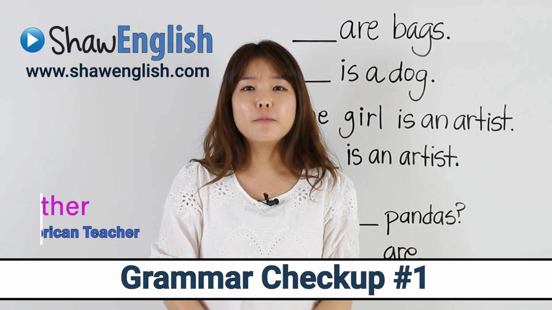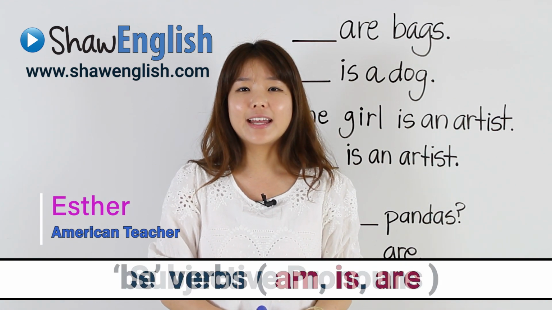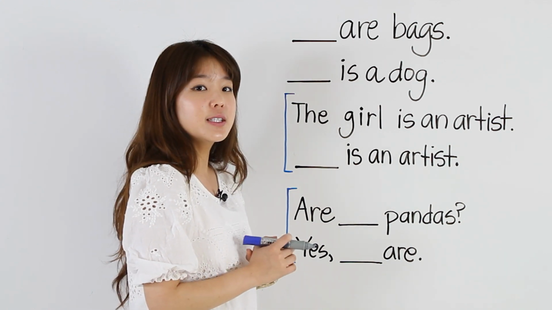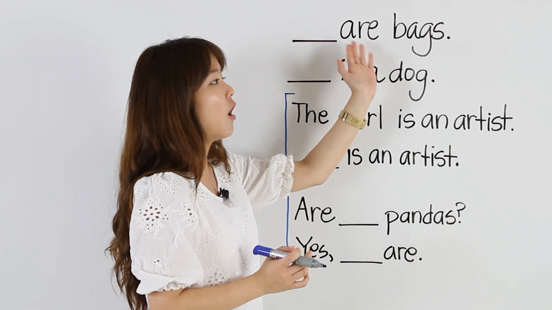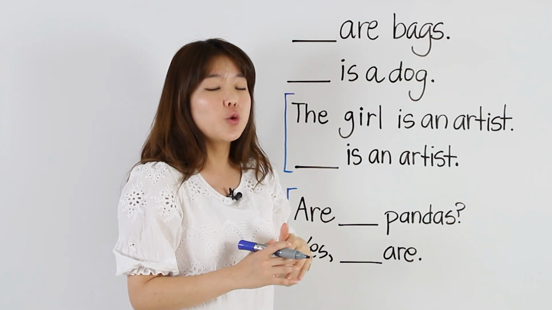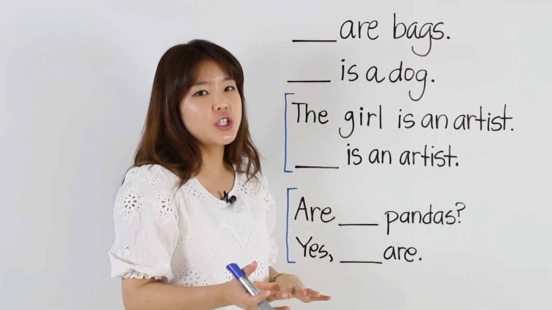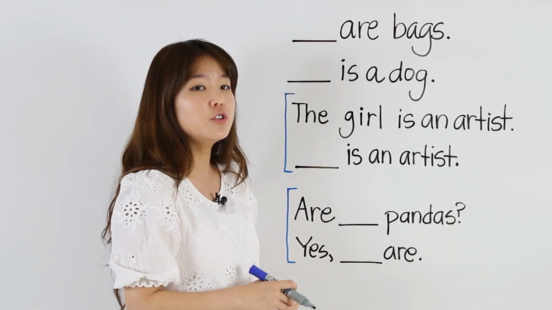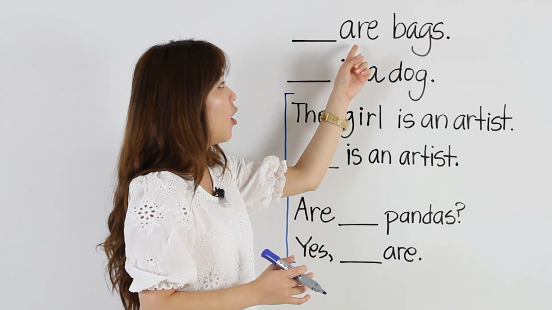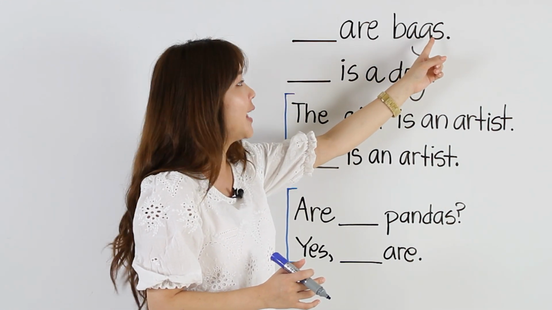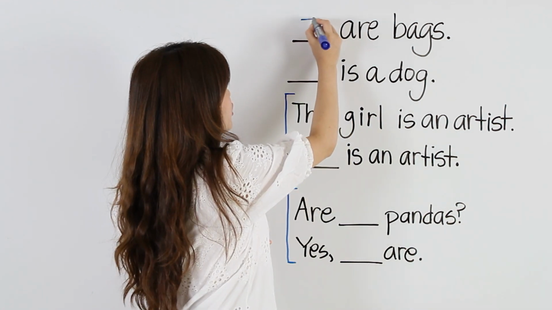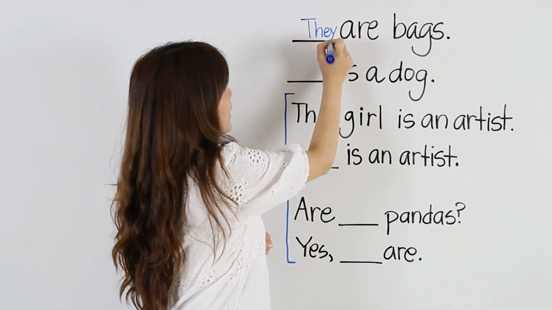This is a checkup for subjective pronouns and be verbs. Let's take a look at the board. The first sentence: are bags. Now, bags are things. So we can't say he or she or any of those. We have to use it or they. Now, we have bags with an S, so that means more than one. We have to use they.